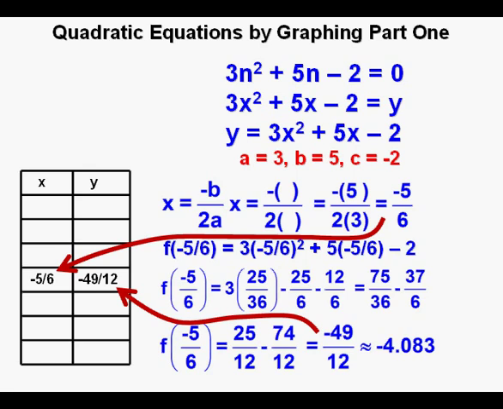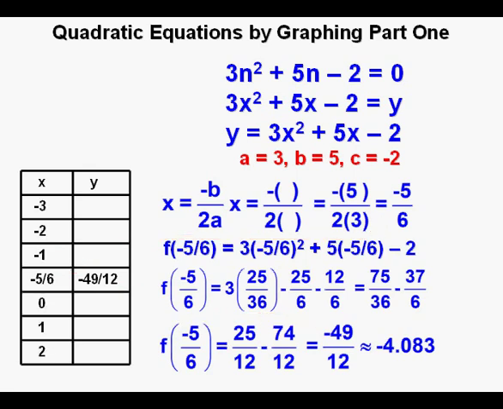Next, we fill in the integer values greater than -5/6 and less than -5/6. Next, we enter the output values for these inputs. These other outputs are a lot easier than finding the vertex because their inputs are not fractions like the x value of the vertex of -5/6.